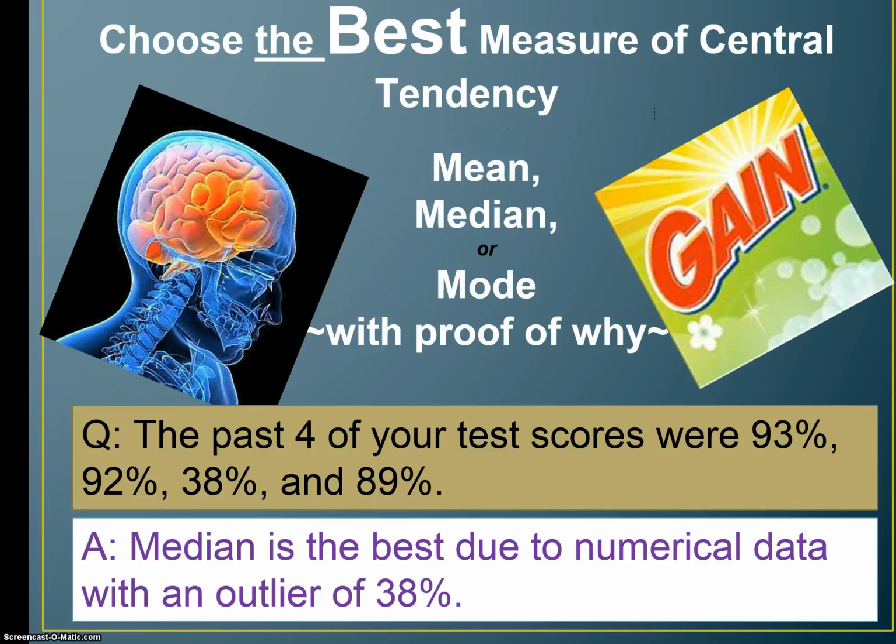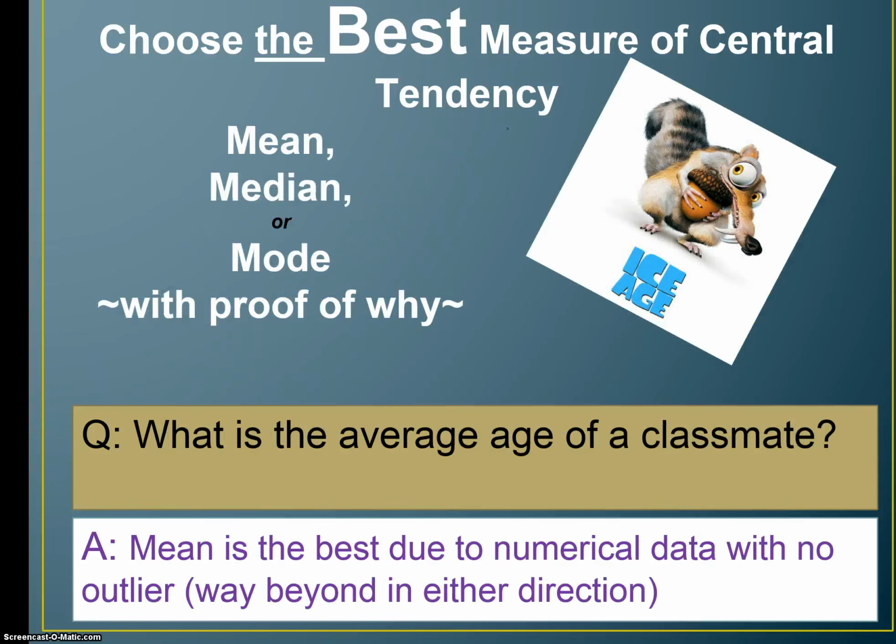So you wouldn't want to include that because that would make your mean go way down, and it wouldn't be a best representation of what you've done in the past. So you would use median, and the median would be the best because, again, it's numerical data and you have an outlier.